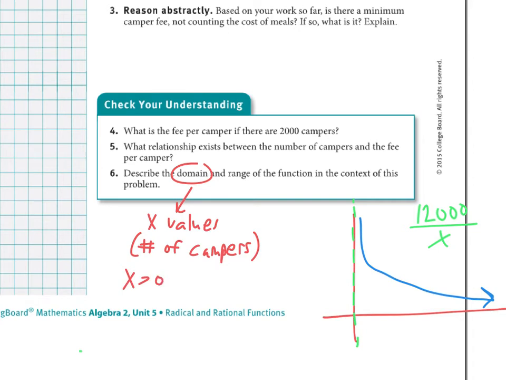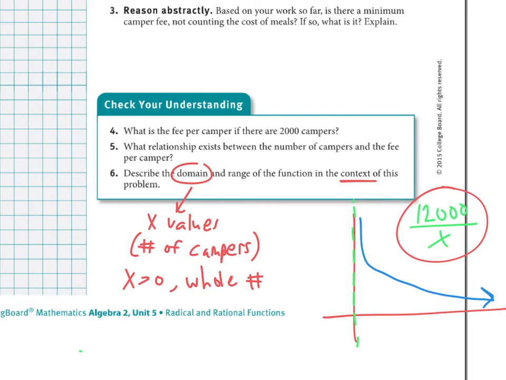And technically, since it's about the number of campers, it should be a whole number as well. Okay, now the graph itself goes through decimals and fractions. If you just threw 12,000 over x into a graphing calculator, it's not going to only hit whole number x values. But for this context, it is only whole numbers.